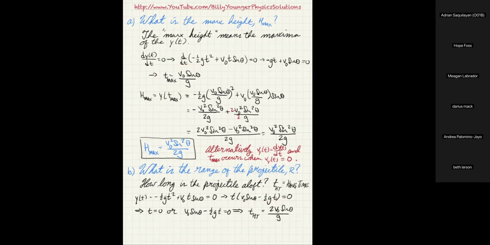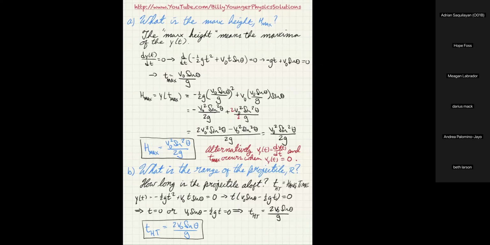So now here's another result you can use. And I say you can use this, I mean you can use it if you memorize it. I'm not putting it on your equation sheet, but if you go through the process of deriving this, I suspect you'll have it memorized. The result is t hang time is equal to 2 v0 sine theta over g.